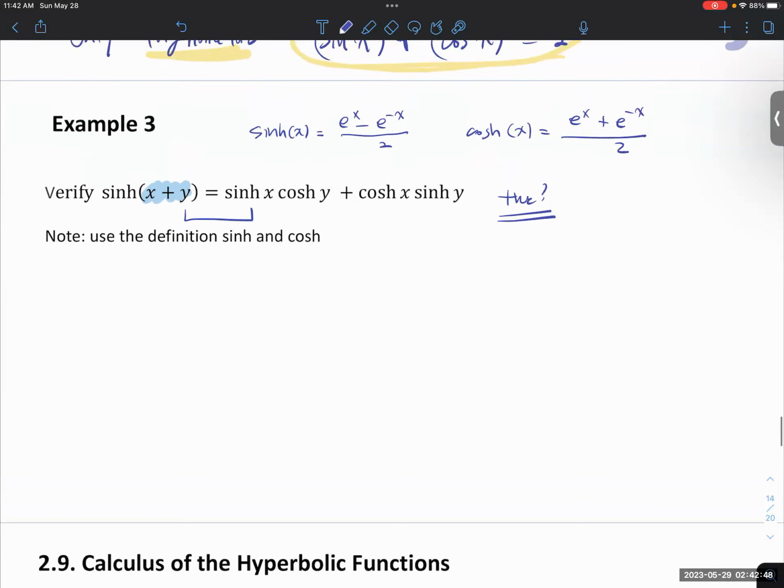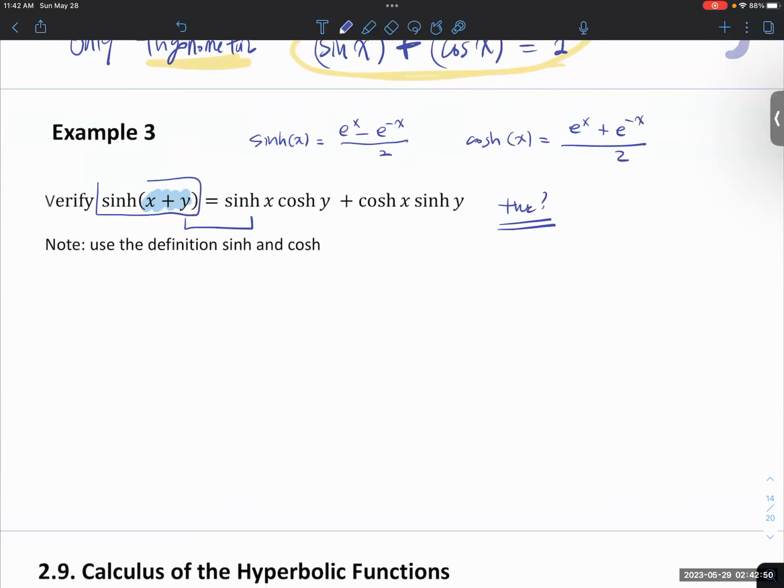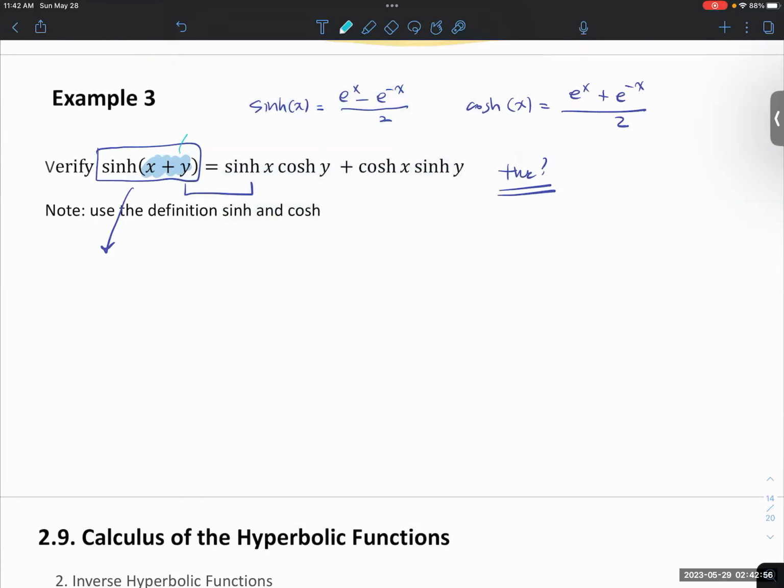So let's prove the left side. So what is sinh of x plus y? You're going to plug in x plus y into the x spot. So it is going to be e to the x plus y minus e to the negative x plus y, over 2. This is the sinh of x plus y.